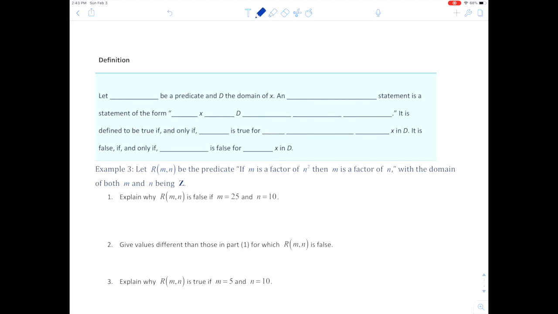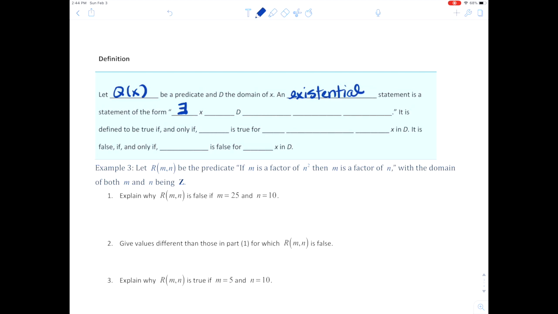Okay, so let's get another definition out there. This one is an existential statement. If we let Q at X be a predicate and D the domain of X, an existential statement is a statement of the form: now this backwards capital E means there exists. So there exists an X that is part of the domain D, such that Q of X. It is defined to be true if and only if Q of X is true for at least one X in D. It is false if and only if Q of X is false for all X in D.